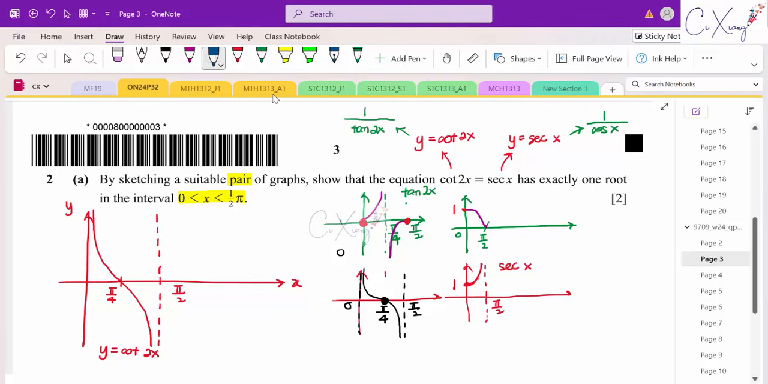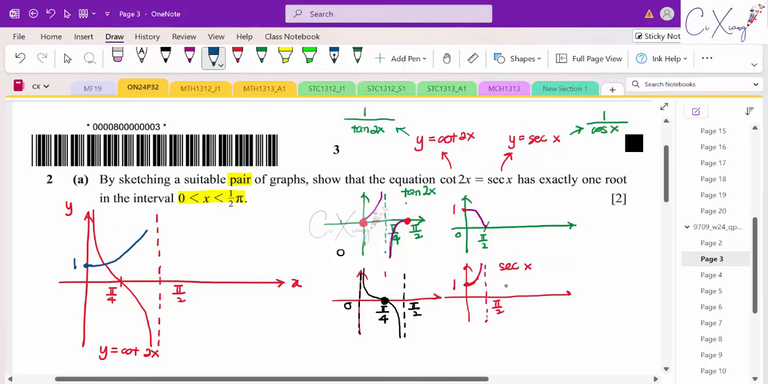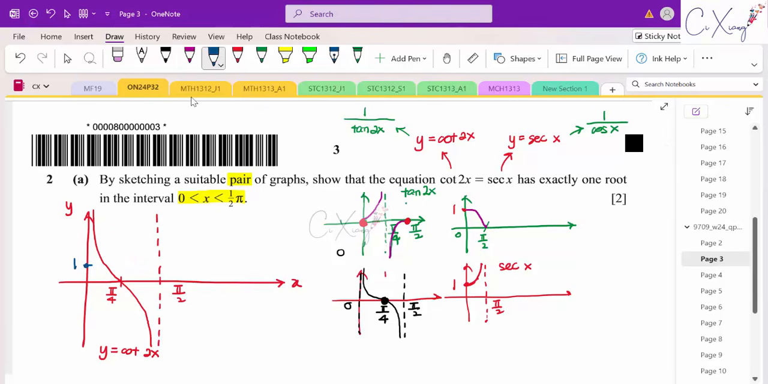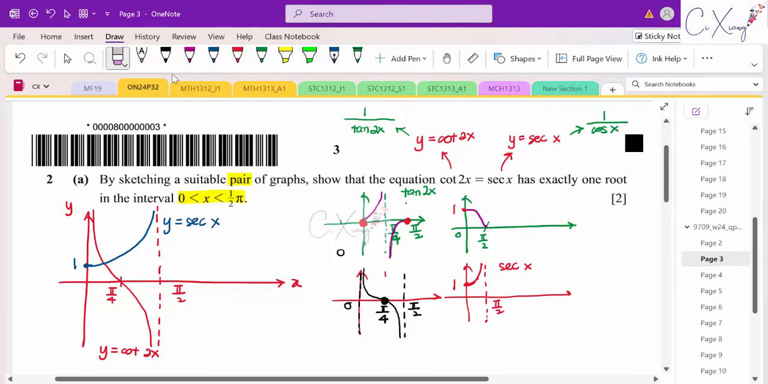Then now I want to sketch secant x. The secant x should be something like this. Maybe I can start from 1. The graph goes upwards, getting closer and closer to the line x equals pi over 2, but they will not touch each other. Assume this is the asymptote, then you will have y equals secant x. So eventually, this is how your graph looks like.